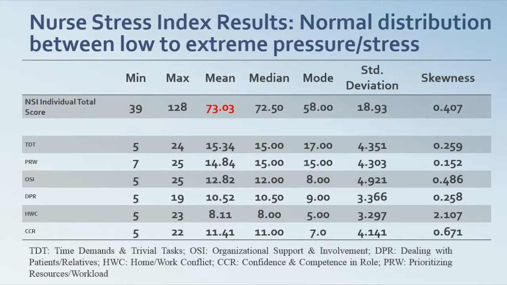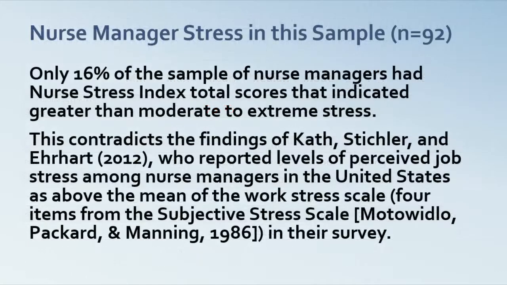All right, here's when you get back to the mean, 73. And I think the score could range from 30 to 150, so it's kind of right there in the middle. And so looking at the literature, only 16% of the sample of nurse managers had nurse stress index totals that indicated greater than moderate to extreme stress, which actually contradicts the findings of these other authors, Kath, Steiker, and Earhart, in 2012, who reported levels of perceived job stress among nurse managers above the mean. At the time I probably looked at the work stress scale and was more familiar with it. But we're using different instruments.